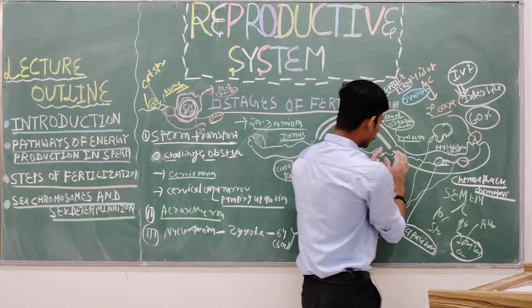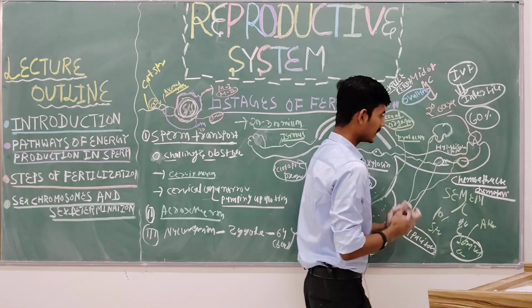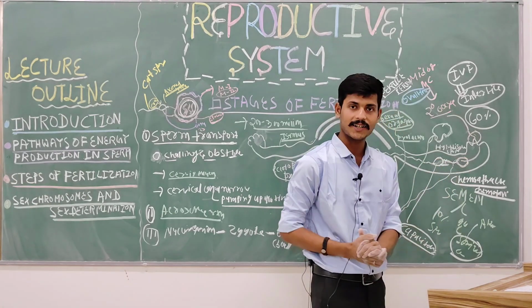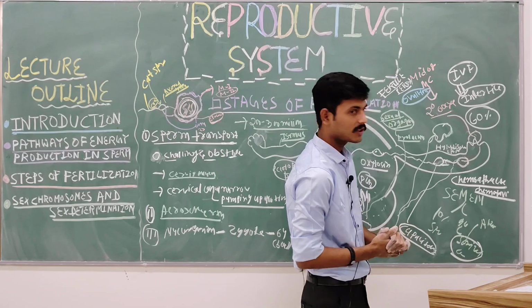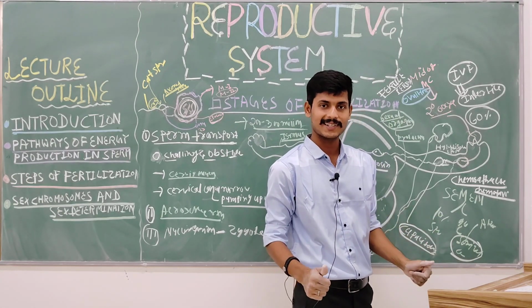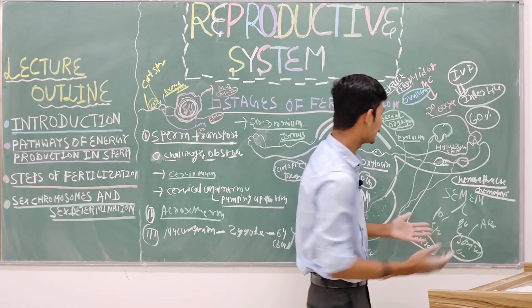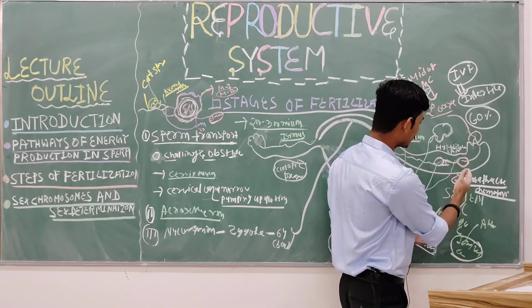Understood? No problem. Then it goes near the secondary oocyte, the girlfriend. Fine, but his girlfriend said, okay, you are well dressed up, but you have to remove your dress in order to hug me.